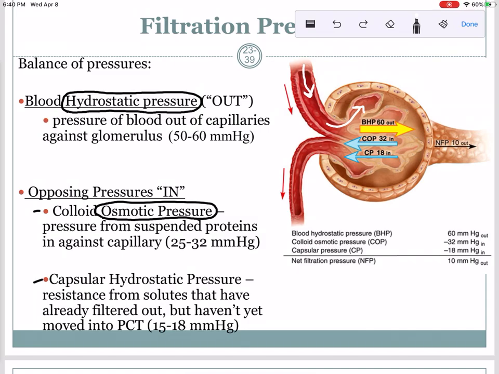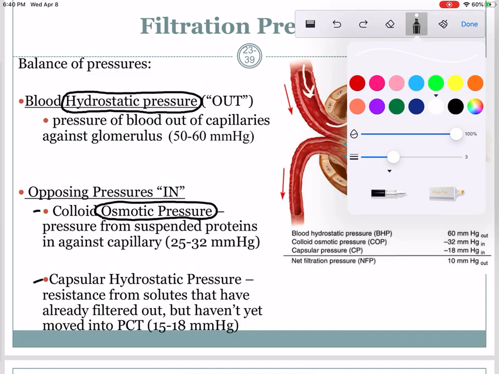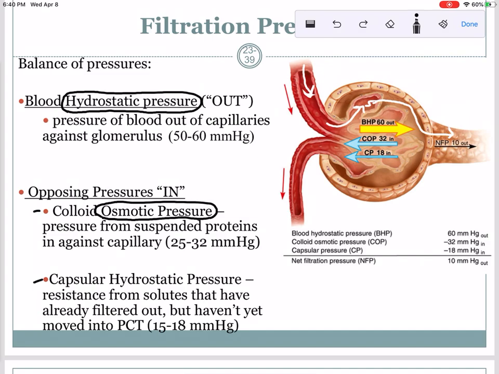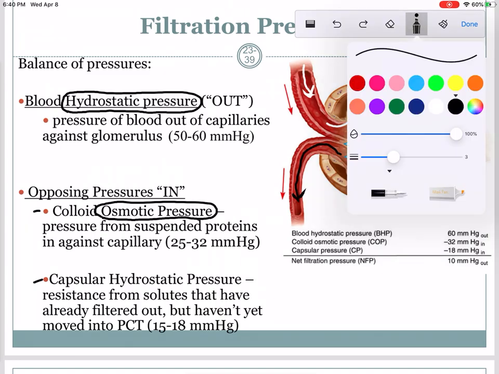Whatever is small enough is going to be filtered through the filtration slits into the capsular space and into the tubules. Whatever is too large and can't fit through the filtration slits will stay in the glomerulus for a period of time and eventually leave the glomerulus via the efferent arteriole. But let's go back because I want to talk about the hydrostatic pressure.